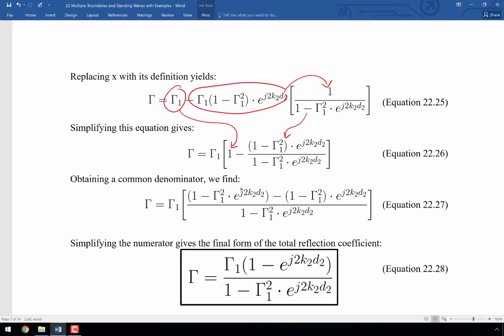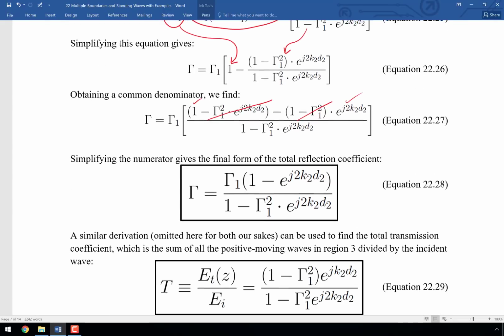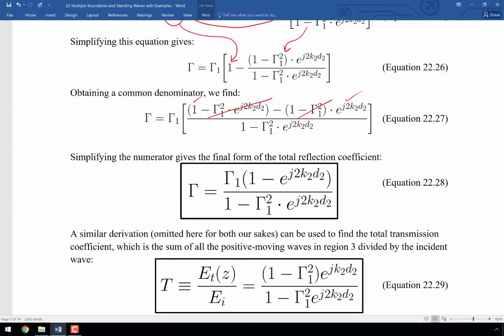I can cancel. This is negative gamma 1 times the gamma 1 squared times the exponent, and this is a positive gamma 1 squared times the exponent. So those two are going to cancel each other. And then I end up with, this is really just 1, and this is minus 1 times this exponent. So 1 minus the exponent, and then the denominator remains unchanged. So there I have a final closed form expression to represent the total reflection coefficient.